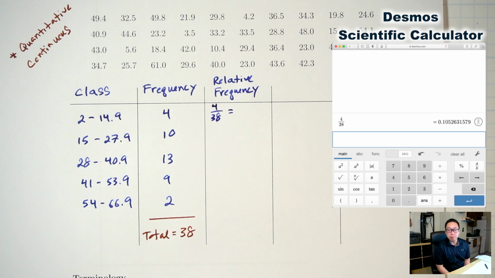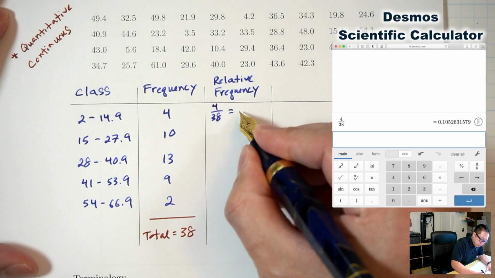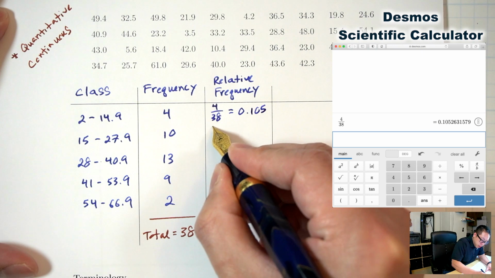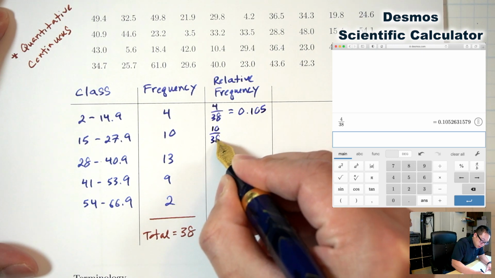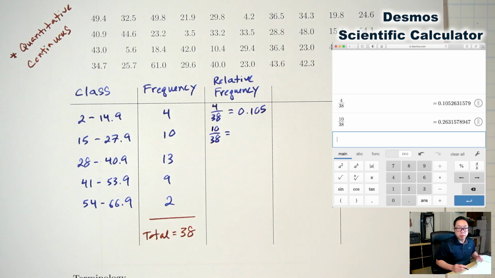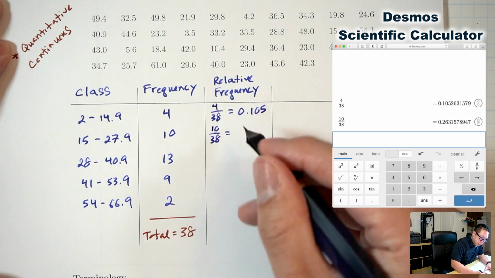And I get a long decimal. So like I said, for this class, you have to round everything to 3 decimal places. So rounded to 3 decimal places, this is 0.105. Next up is 10 divided by 38. Rounded to 3 decimal places is 0.263.